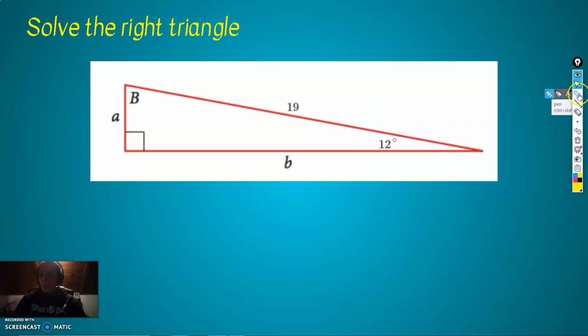So our first one, solve this triangle. So what do I need to know? I need to figure out this side B, I need to figure out this angle B, and I need to figure out this side A. Well, let's start with the easy stuff.